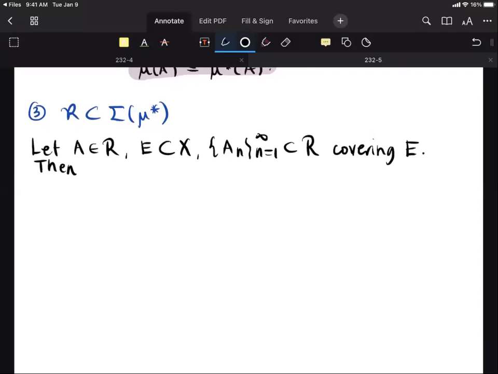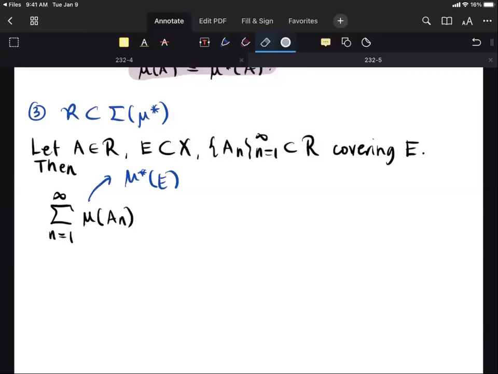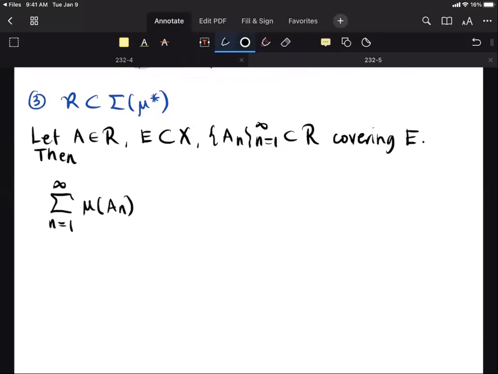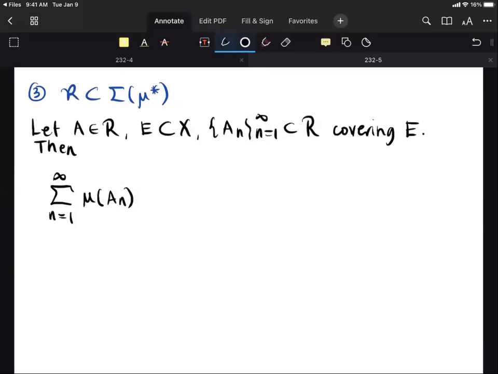Then, let's start with the sum of the premeasures of the covering of E. So this is the sum of μ(A_n). The idea here is that after taking the infimum, this would lead to μ star of E later. So first, let us start with this sum.